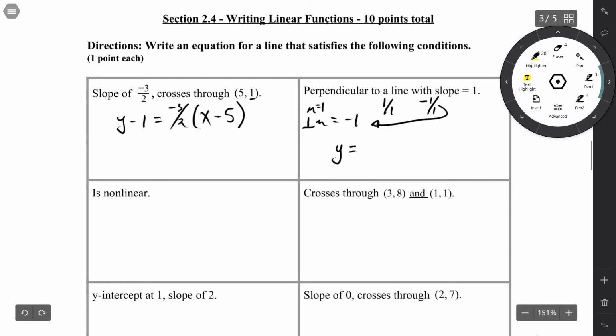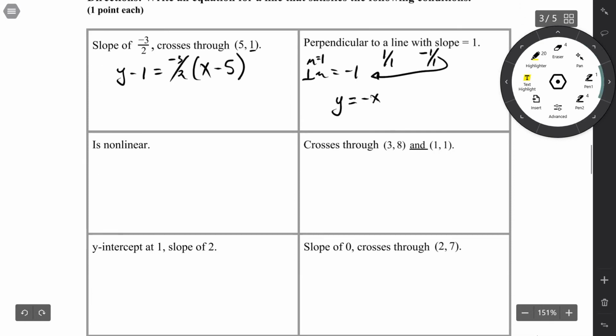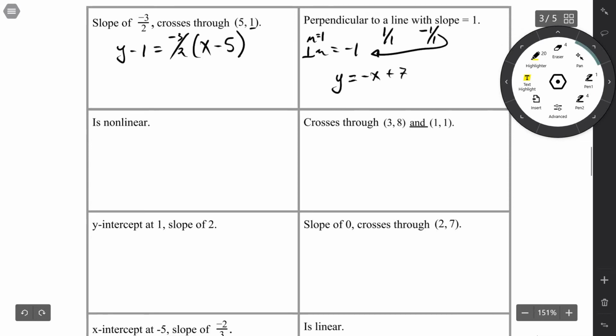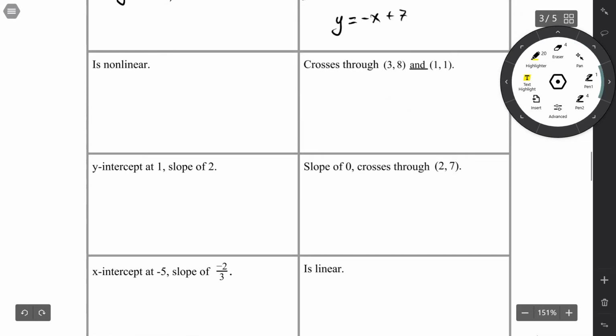So y equals negative x. If you did negative 1x, that's fine as well. You don't need the 1. It's not necessary. Y equals negative x. You can put plus 7 or whatever you'd like, as long as the slope is negative 1. That's all I care about.